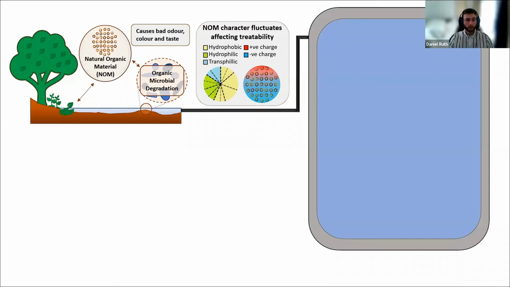Organic material is found in reservoir water from the degradation of plant microbial matter. The presence of this natural organic matter in water can cause bad odor, color, and taste, as well as increasing the potential for disinfection byproducts to form. Due to the range of degradation pathways, the character of the organic matter is complex and can vary significantly in both hydrophobicity and charge.